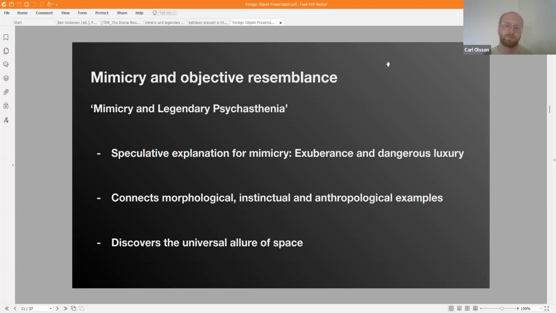In any case, what he does in this article is to connect morphological, instinctual, and then, interestingly, anthropological examples of mimicry. And he's going to argue that all of these indicate, in the last instance, a universal allure of space, that mimicry and what it points to is something that is dangerous to life, an instinct of renunciation, he calls it. So just briefly, I'm going to try to work through this and reconstruct this idea.